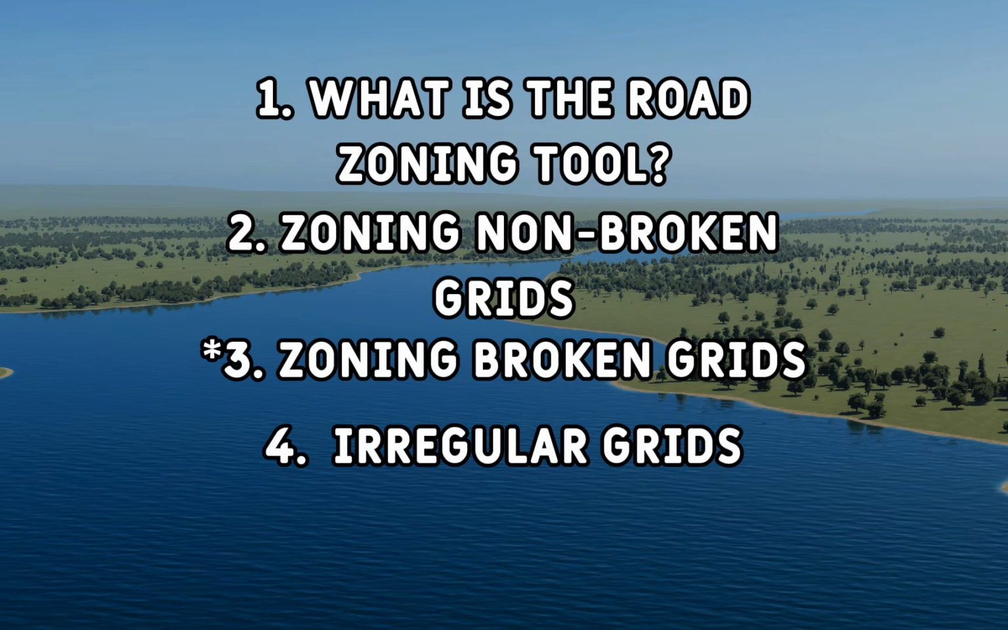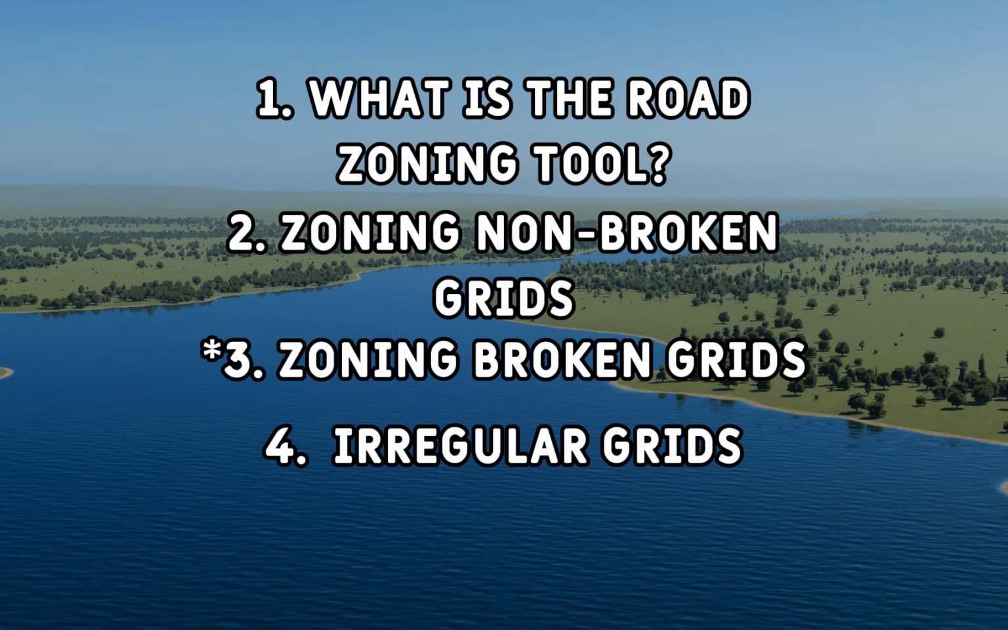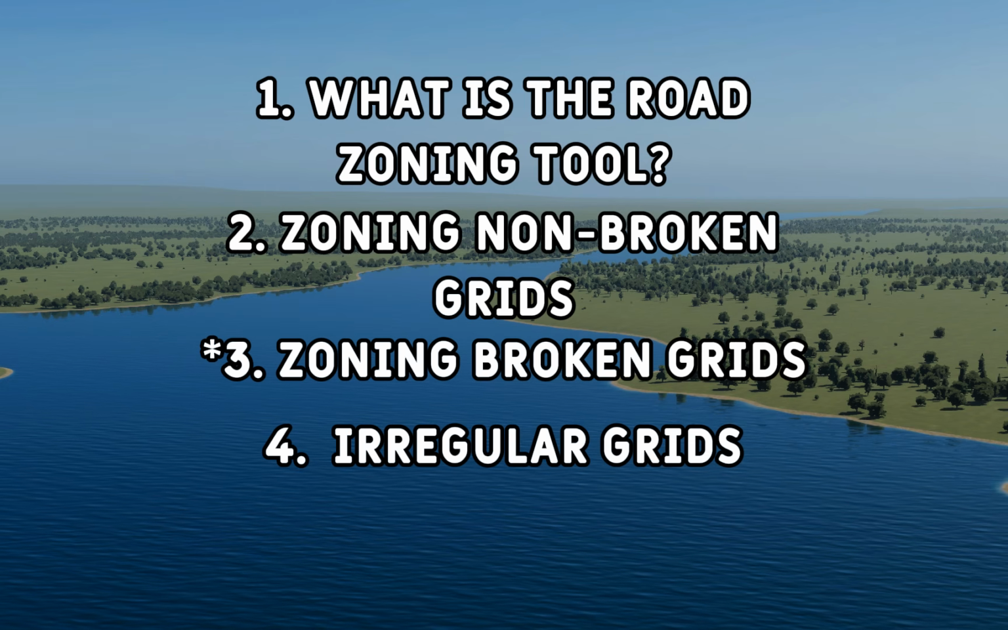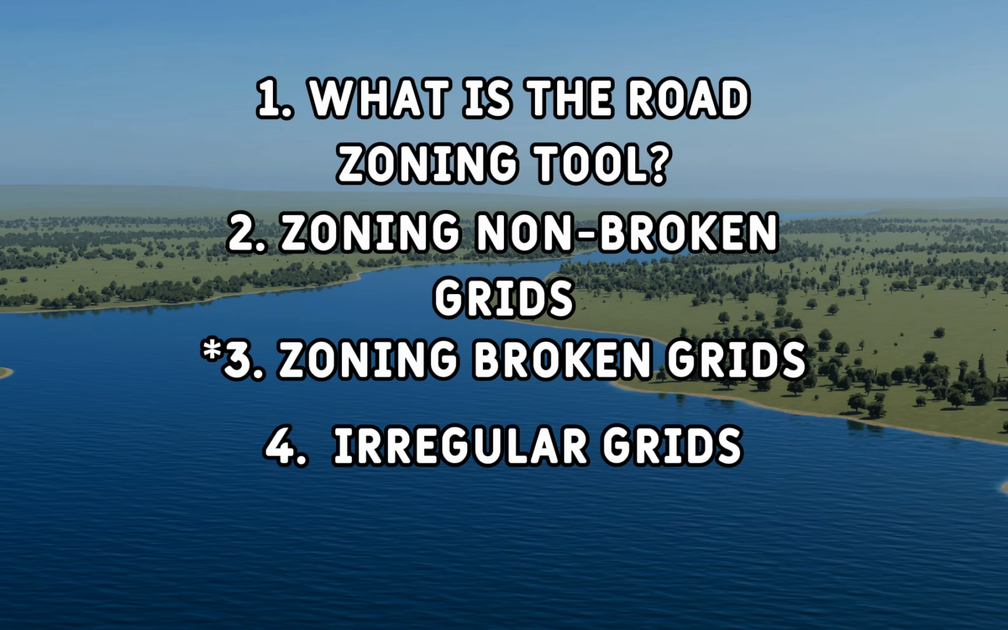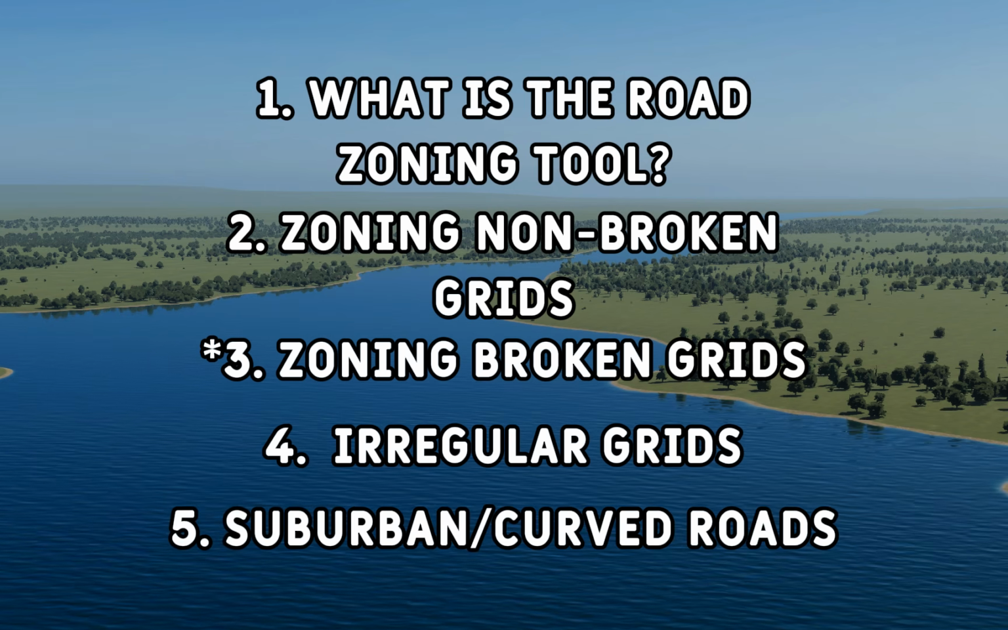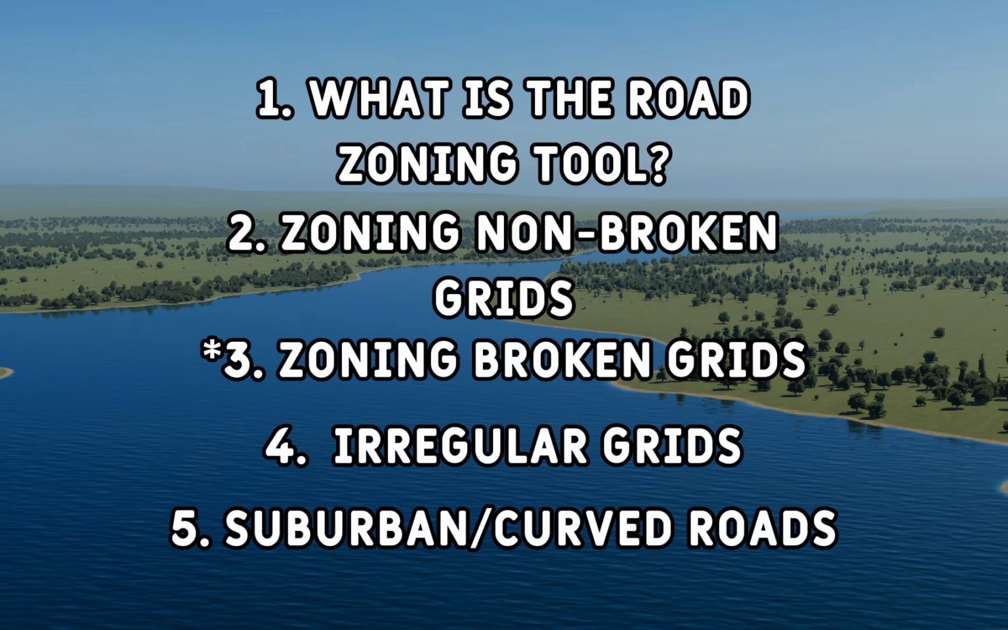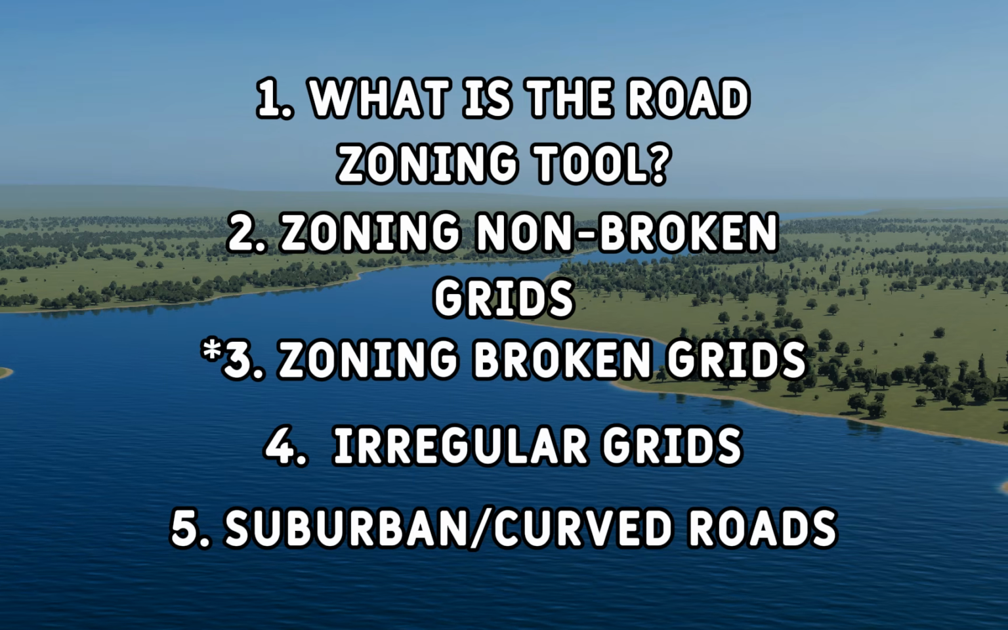Number 4 is when you have grids or curved roads within grids, and how to use the zoning tool to make those look clean. And the last one is for suburban roads or non-grid road layouts and how to use those. And then of course we'll have our outro.